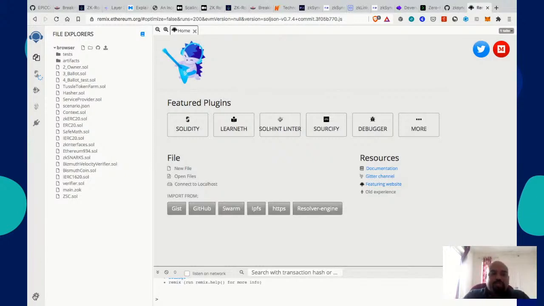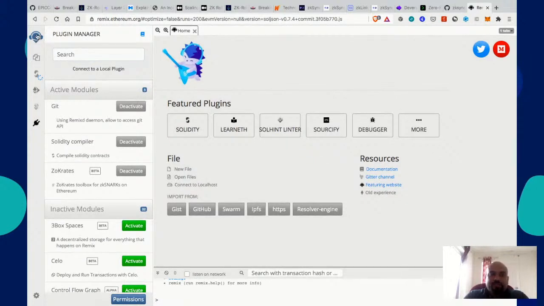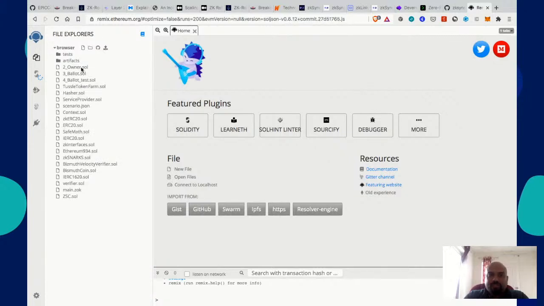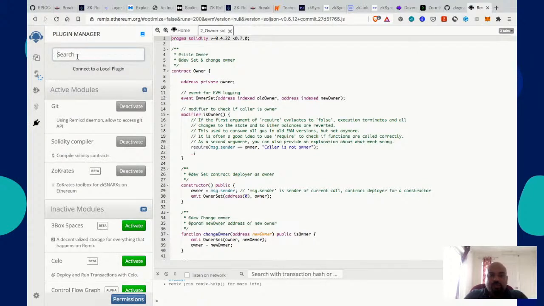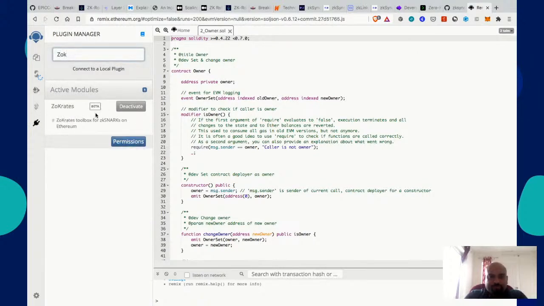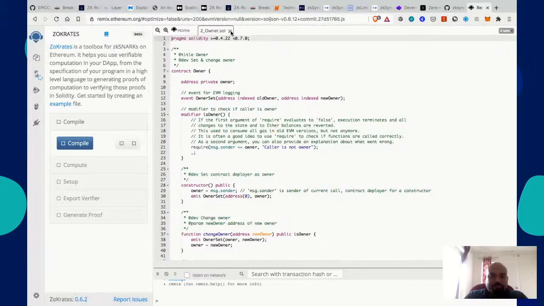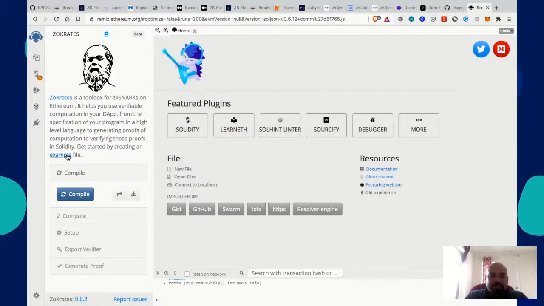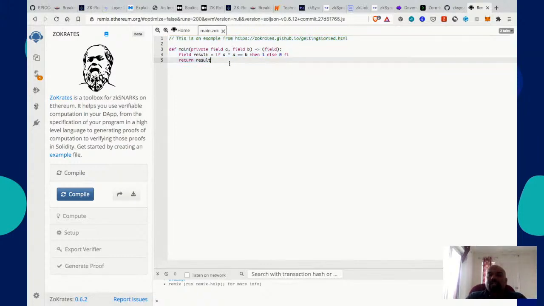So if you go here, this is the Remix library for writing Solidity. This is how you write smart contracts. This is a sample smart contract, but there is an interesting component called Zokrates. This component is used for writing proofs. Let me show you a sample proof written in Zokrates. This is a very simple cryptographic proof written in a domain-specific language known as Zokrates.